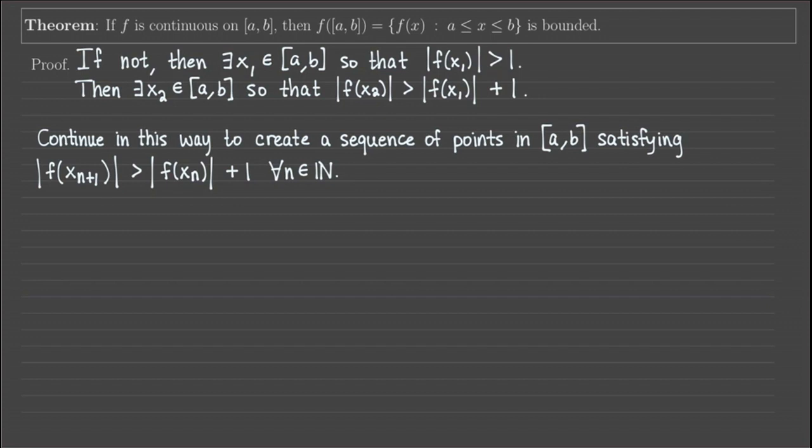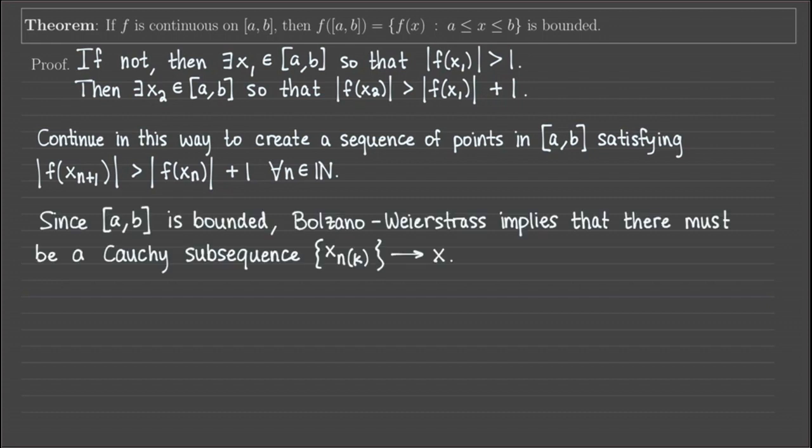However, all of our points live in a closed bounded interval, the closed bounded interval from A to B. Since this is a bounded set, Bolzano-Weierstrass tells us that there must be a convergent subsequence. Here I'm using the language Cauchy because I'm going to end up using a kind of Cauchy condition to establish a contradiction, but really Bolzano-Weierstrass says that every bounded sequence has a convergent subsequence. So there must be some Cauchy subsequence of points which is converging to some value x.